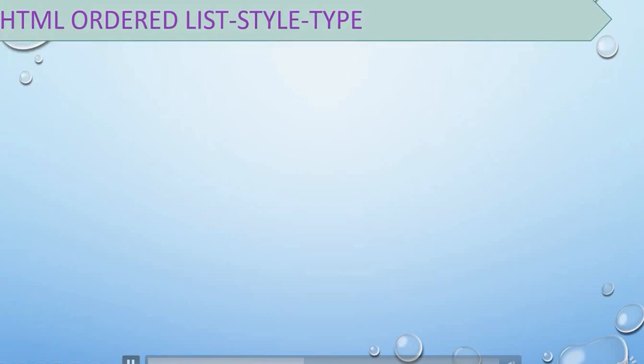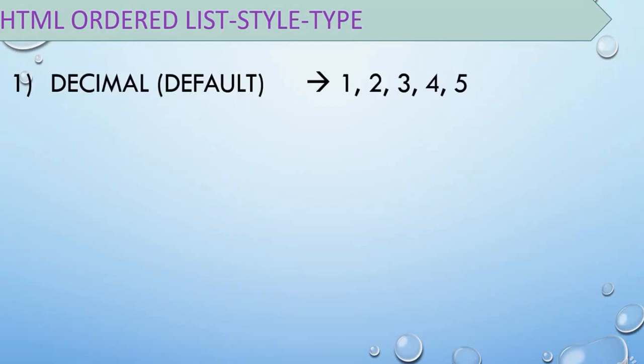HTML ordered list style type property. Like unordered list, we can also use the CSS list style type property to change the numbering type for ordered list. The list style type property has different values for ordered and unordered list. For ordered list, list style type has the following different values.